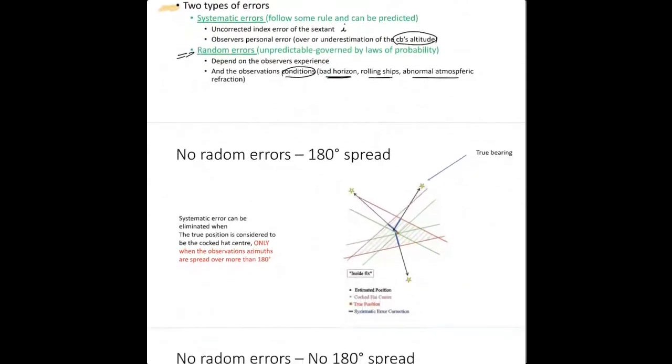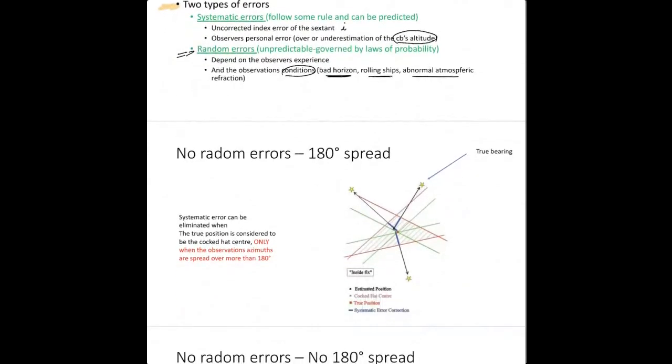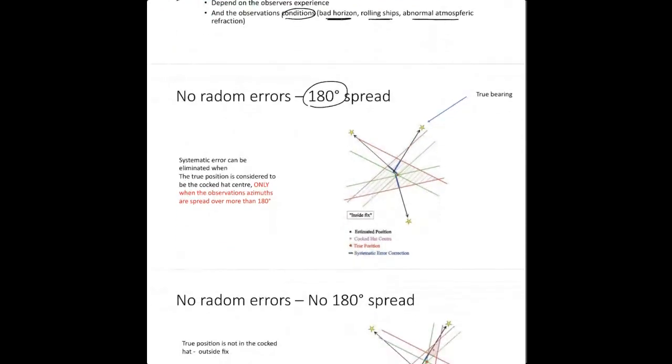Okay. Now, normally, when you have no random errors and your azimuths are spread over more than 180 degrees, then systematic errors, which are predictable, can be eliminated. Okay. The true position is considered to be the cocked hat. In this case, only when the observation azimuths are spread over 180 degrees.